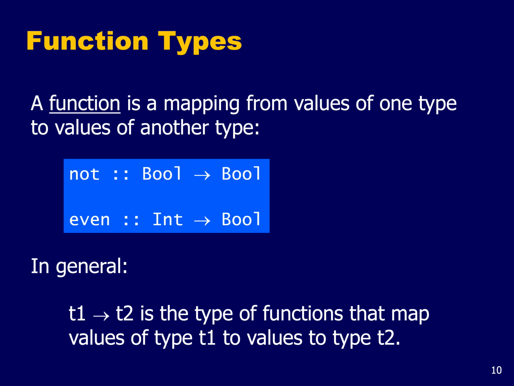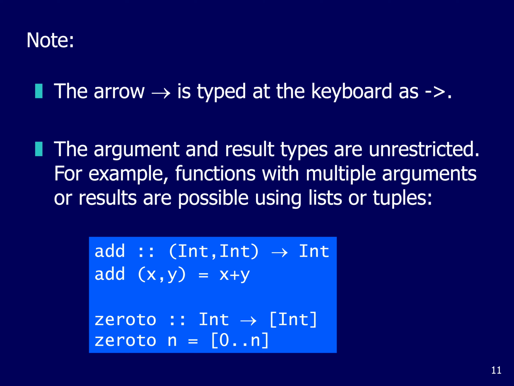Another point to note here is that function types only have one input type, like t1, and one output type, like t2. But what we'll see is the flexibility of the Haskell type system means that even just having functions with one input type and one output type already means that we have the power to define functions with multiple arguments. So a couple of little points to note here.